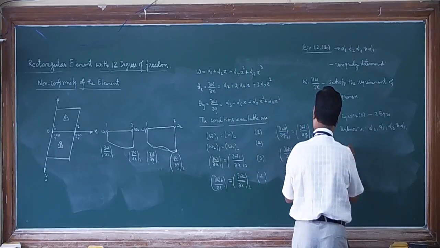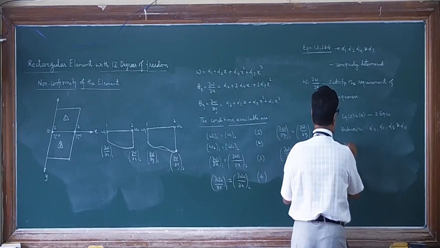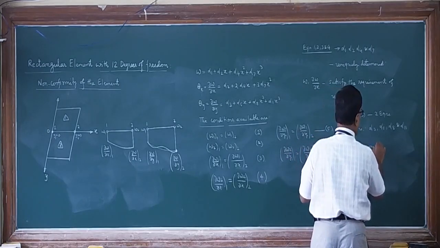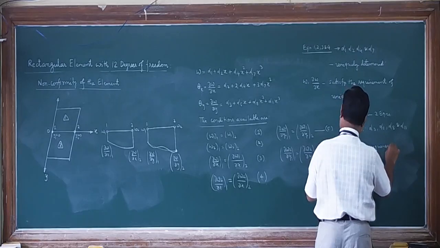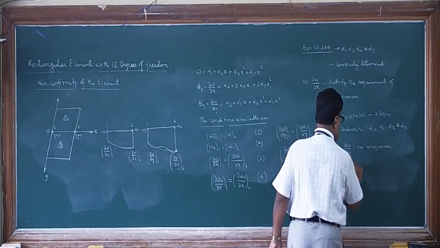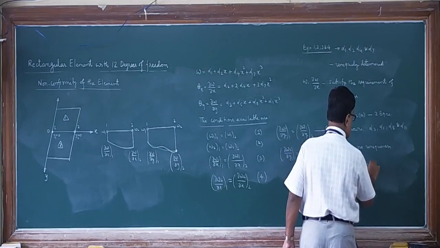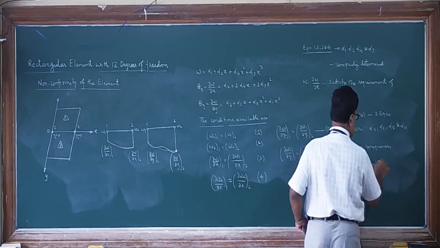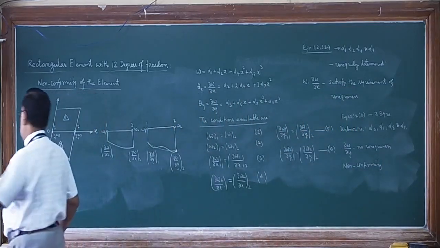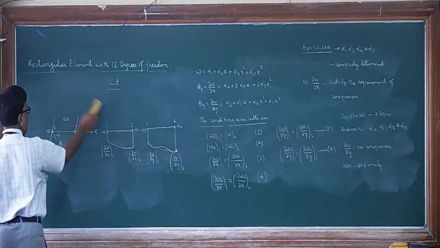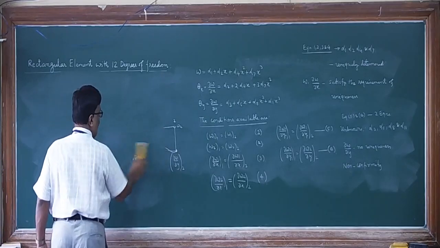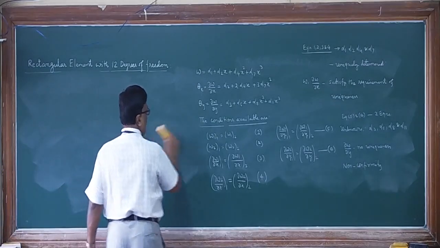So, ∂W/∂Y, no uniqueness. This is called nonconformity. So this is one of the disadvantages of this element. Later on, other authors have added one more degree of freedom to this, and they have tried to overcome this problem of nonconformity in this type of elements.